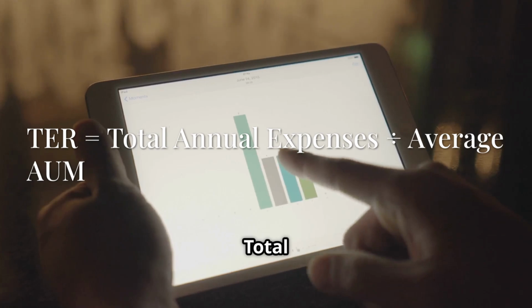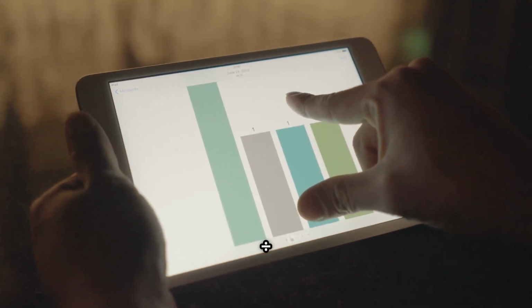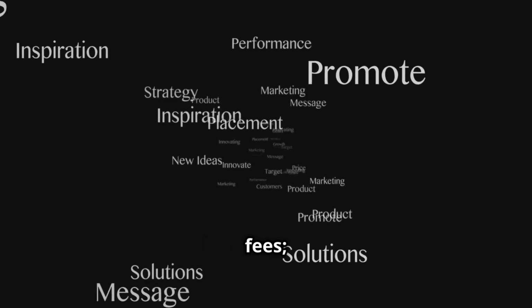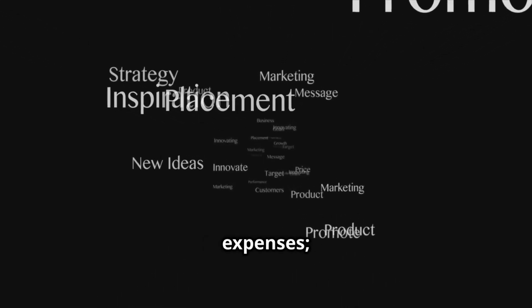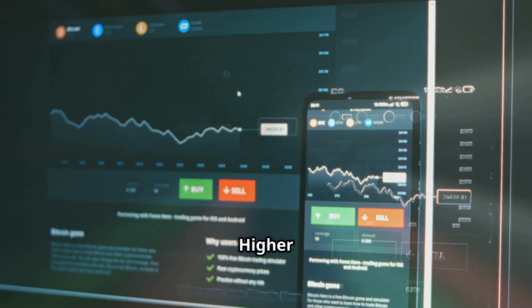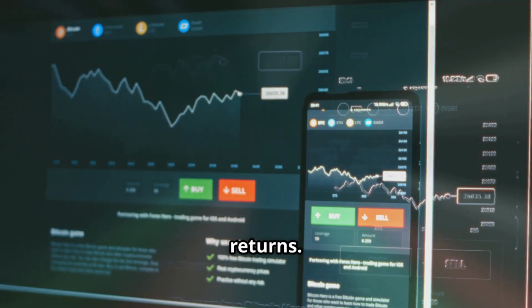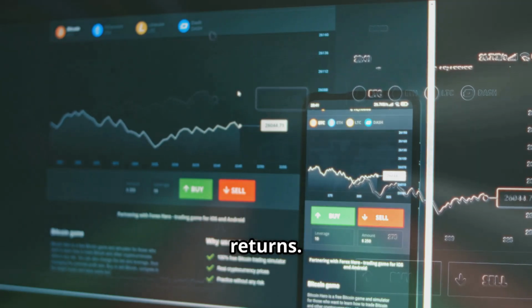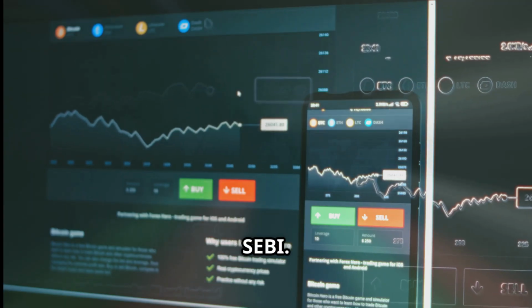What is TER? TER, short for total expense ratio, is the total annual expenses as a percentage of average AUM. It includes fund management fees, marketing and distribution expenses, and administrative costs. Impact of TER: higher TER, lower returns; lower TER, better long-term returns. TER is capped by SEBI.